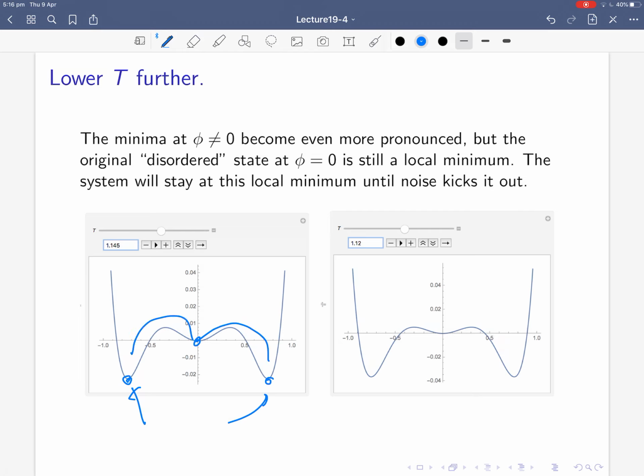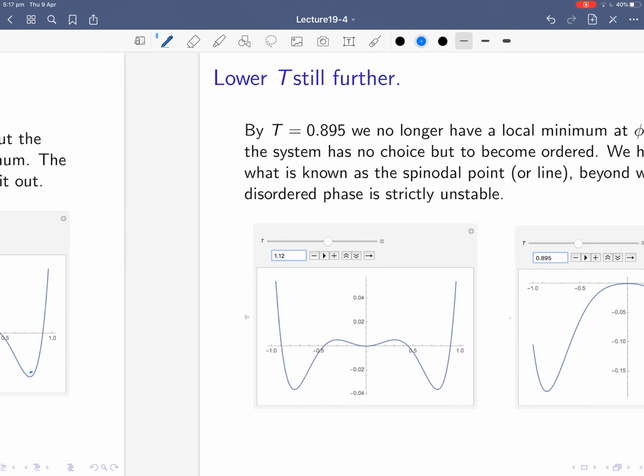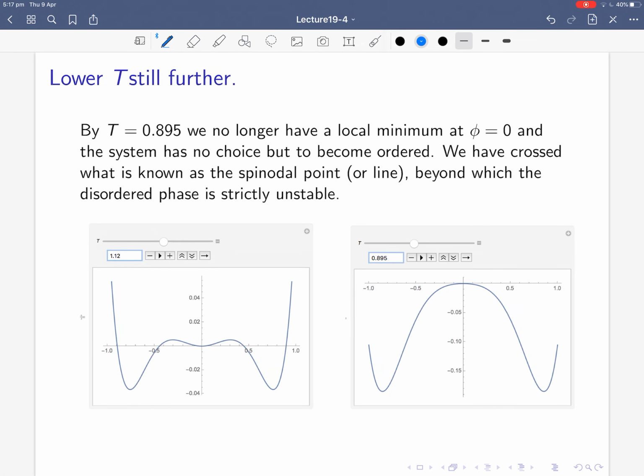The system may try to stay in that local minimum, but eventually noise will kick it out. There'll be some thermal noise which will kick it out into there. As we lower the temperature a bit more, this minimum still exists, but it's getting shallower and shallower, and these are getting deeper and deeper.